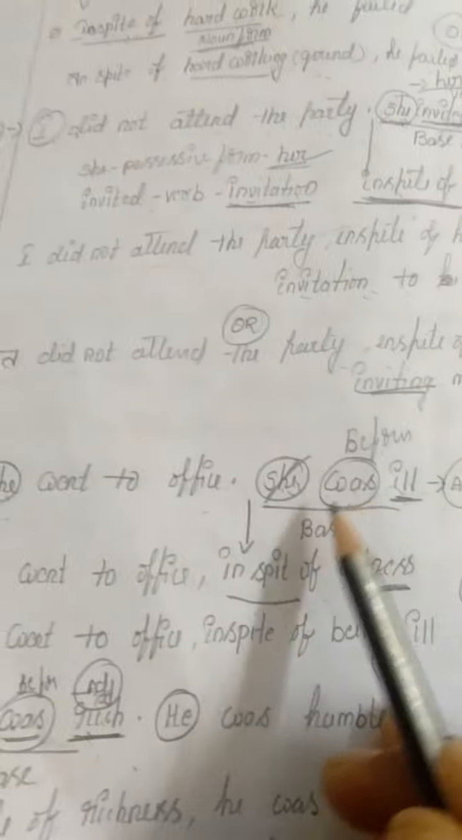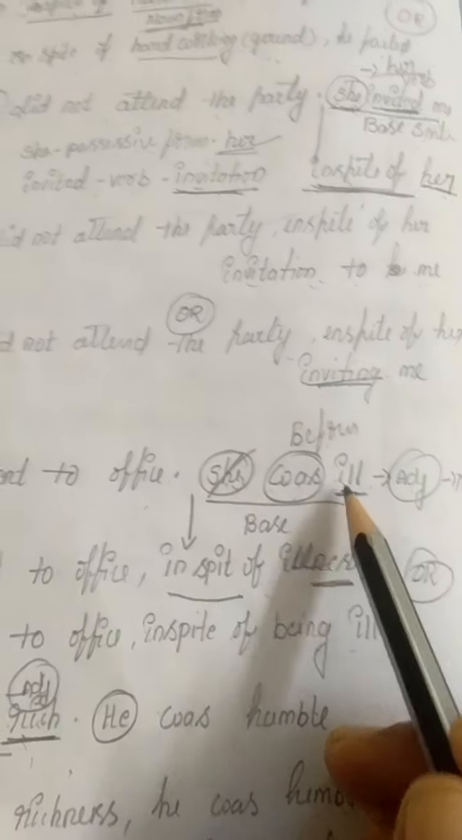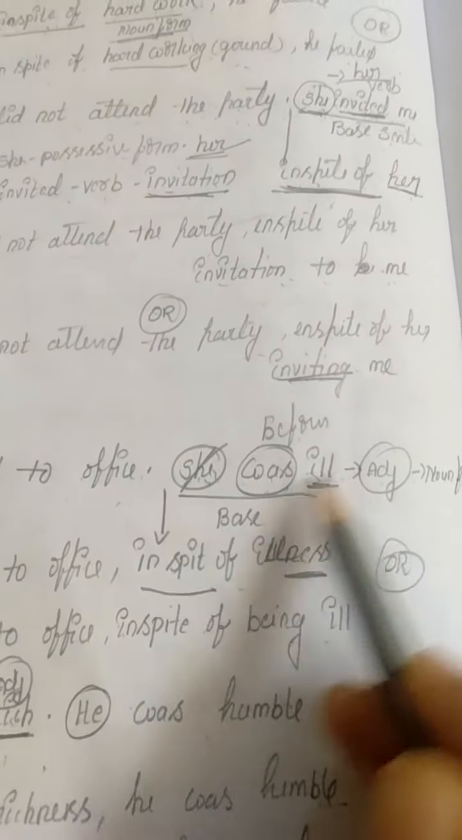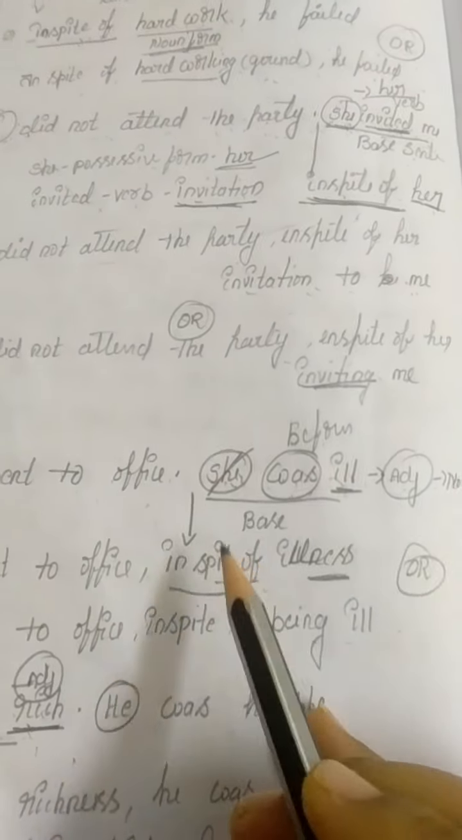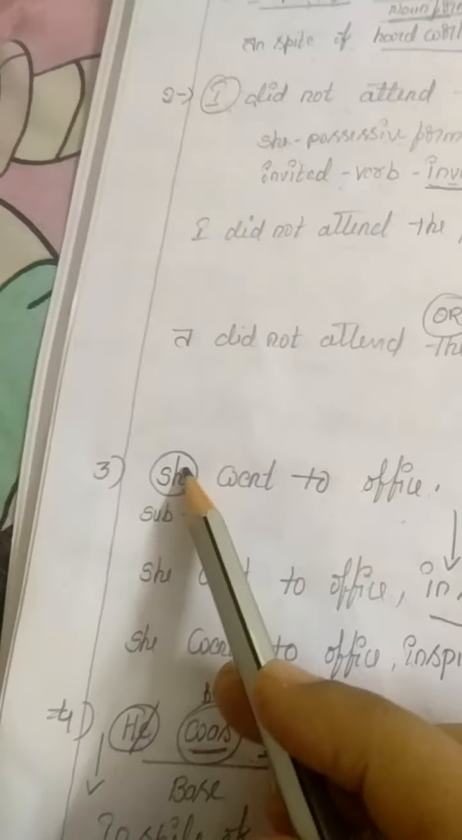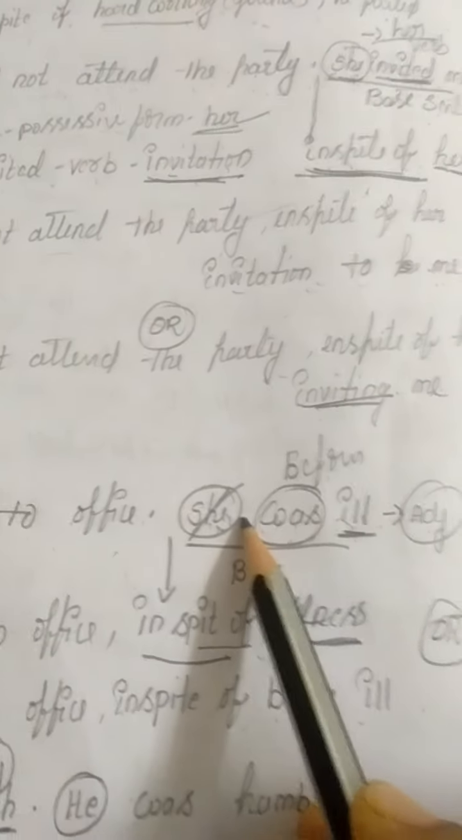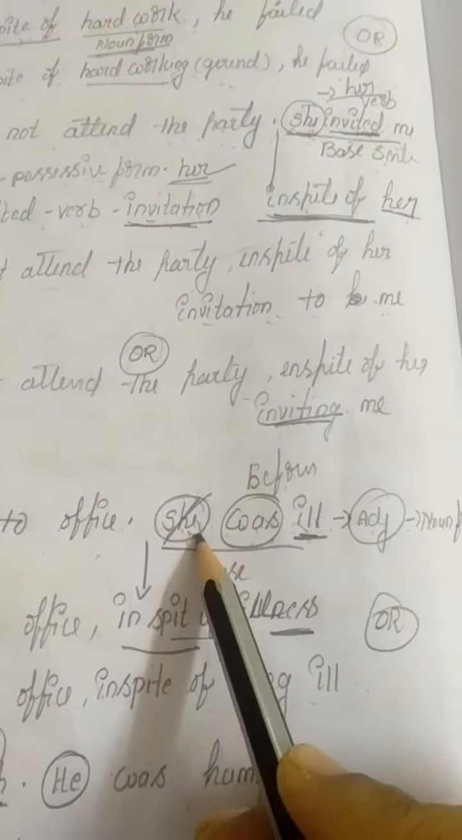Okay. Now third one: She went to office. She was ill. Here the base sentence is "she was ill", that's why we write "in spite of" there. Next, the subject: here also "she" is there, so we remove "she" from the base sentence.